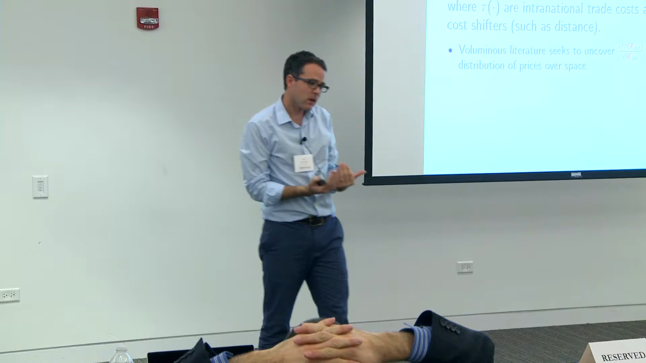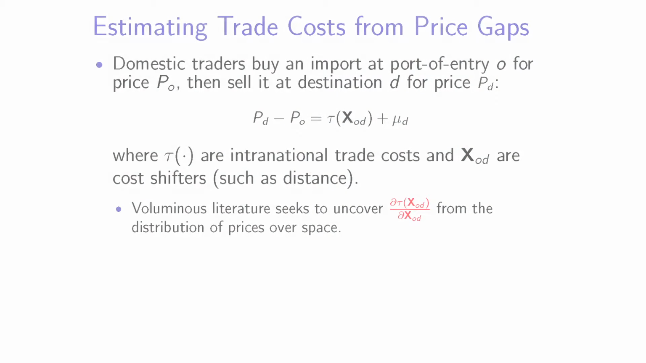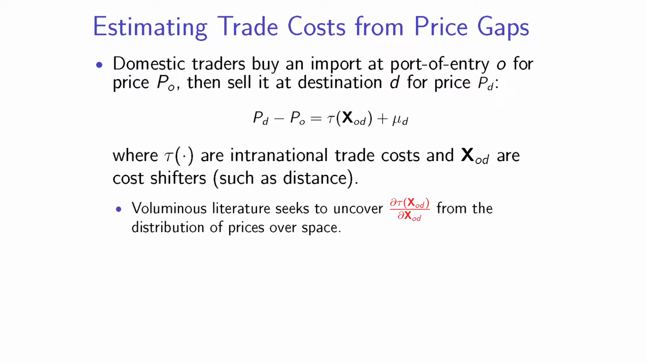And so what this simple identity tells us is that if you were to see the price at which the good is for sale in some location O, close to the origin where the good is made, and then also the price of the same good elsewhere, at some destination where it is being consumed, if you were to see those two prices, you could try to take a stab at measuring this cost.